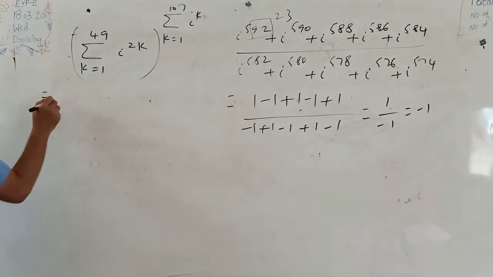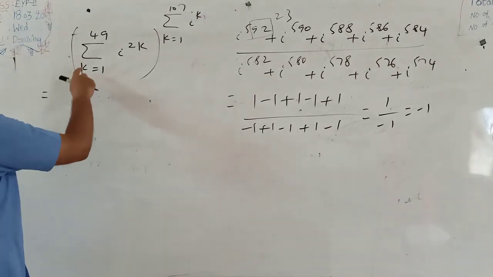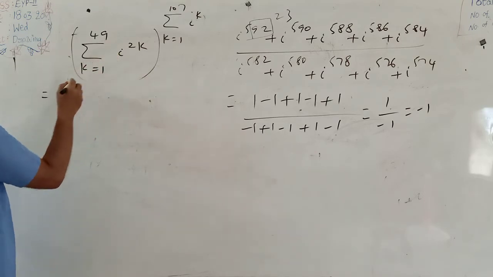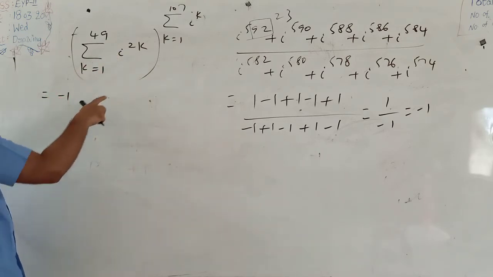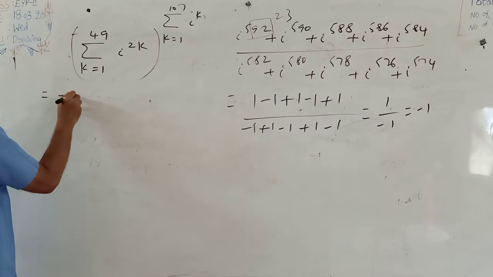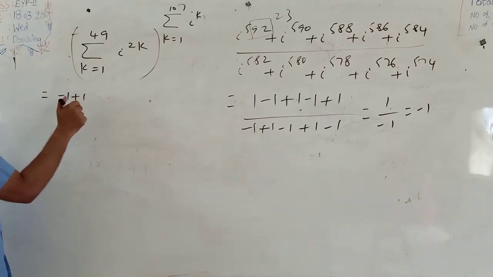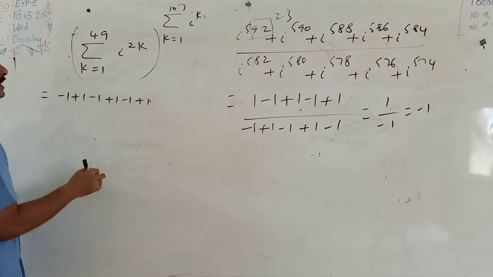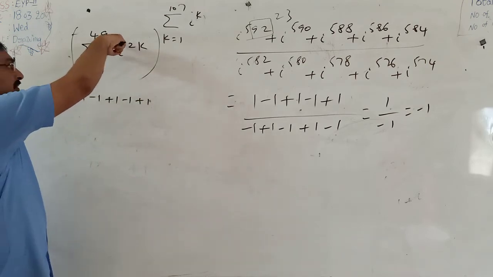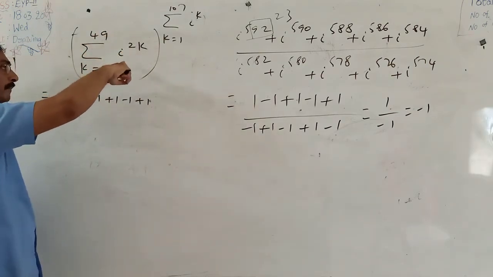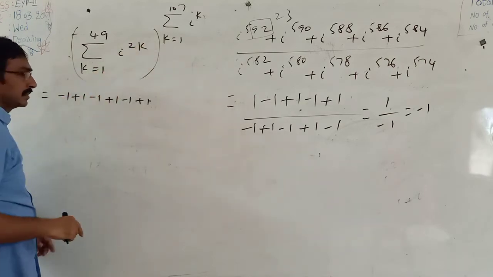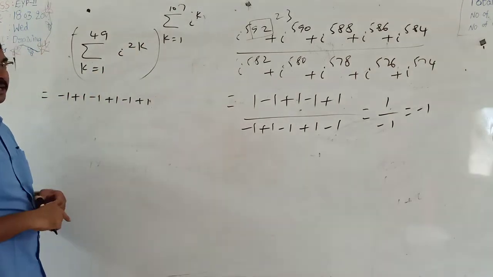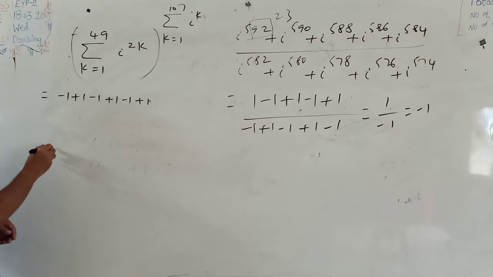First, see the base. Open the sigma. When k is 1, i squared is minus 1. When k is 2, i power 4 is plus 1. See, alternating plus or minus: minus 1 plus 1, minus 1 plus 1, and so on. The last term, when k is 49, is i power 98. Remainder of 98 when divided by 4.